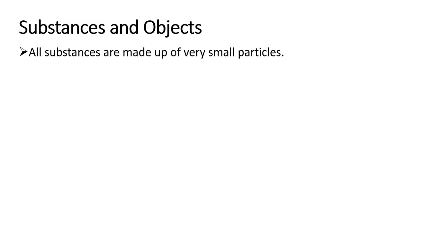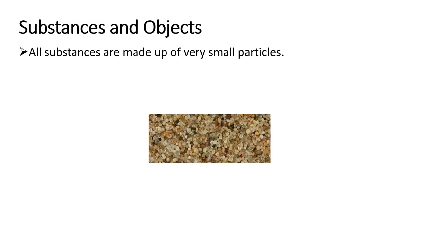Now, substances and objects. All substances are made up of very small particles. I'll repeat, all substances are made up of very small particles. For example, these grains of sand. Sand is also a substance and it is made up of very small particles, as you can see them in the picture.